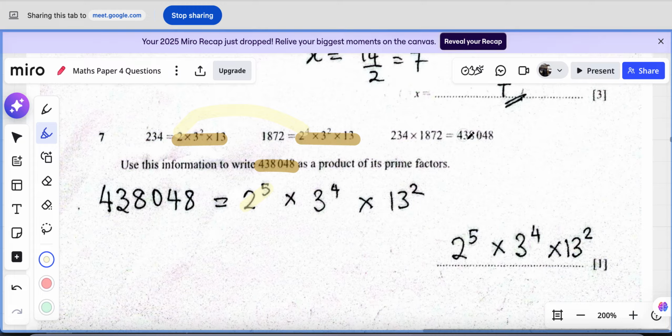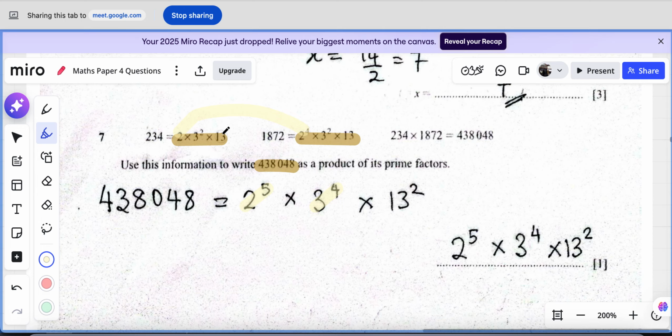Since they're asking us to find the product of the prime factors, you just take the prime factors of this number and the prime factors of this number, and that gives you the prime factors of the whole number. The numbers that are the same, you join together with indices. 2 to the power of 1 times 2 to the power of 4 gives 2 to the power of 5. Here we have 3 to the power of 2, and here we also have 3 to the power of 2, so multiplying them, we get 3 to the power of 4. That's how we got this 3 to the power of 4.